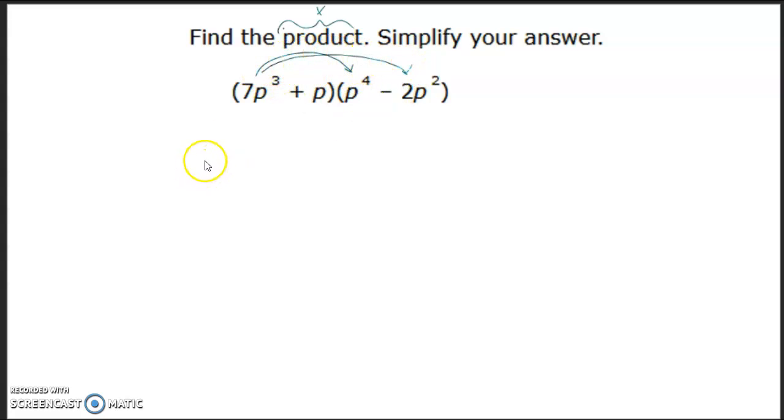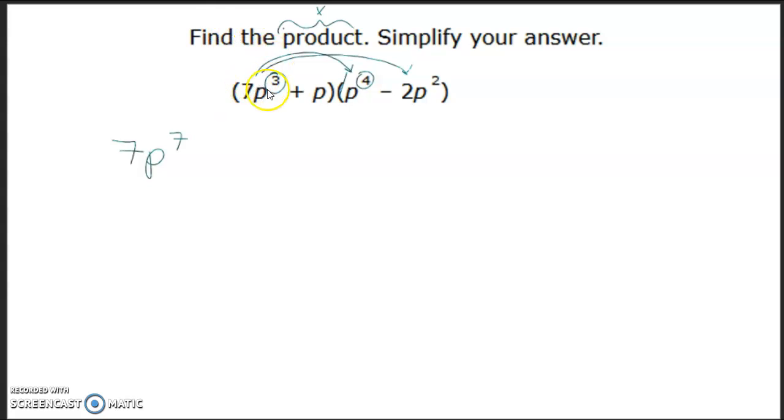So let's go ahead and distribute 7p to the third times p to the fourth. Well, let's just do the big numbers first. 7 times 1 is 7. P to the third times p to the fourth. Well, it's p, but when you multiply your bases, you add your cute little exponents. So that's actually p to the seventh.